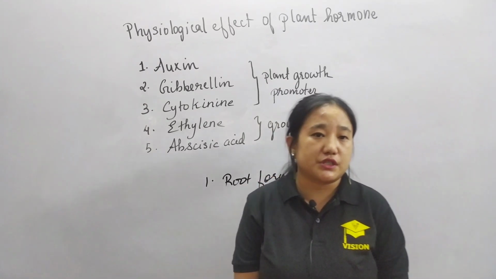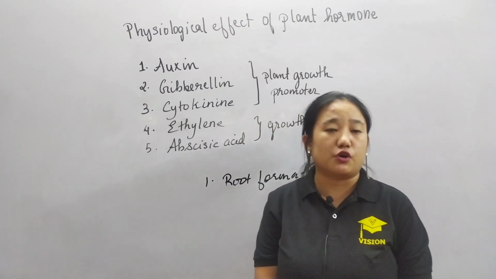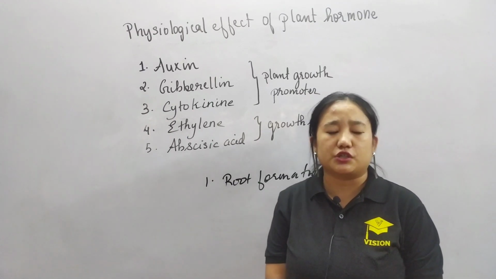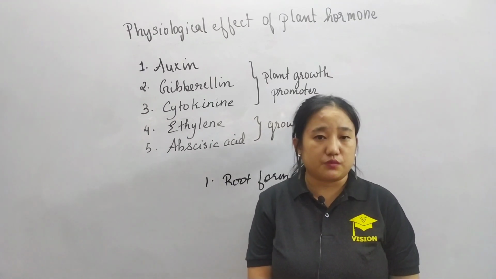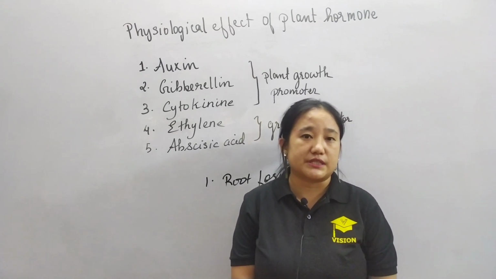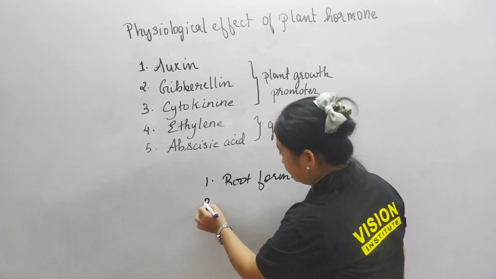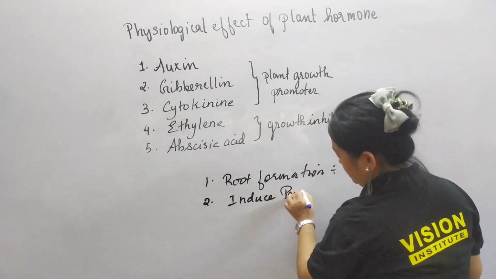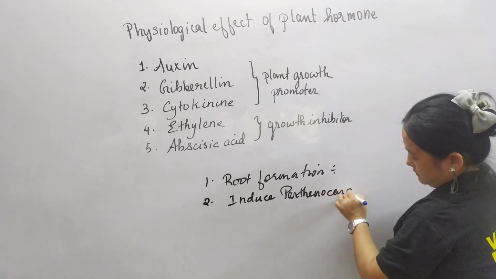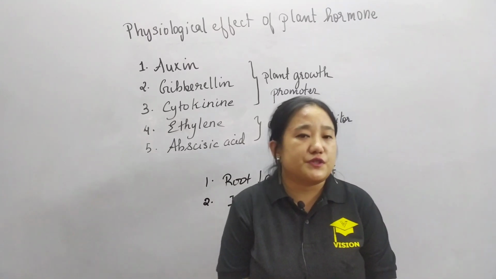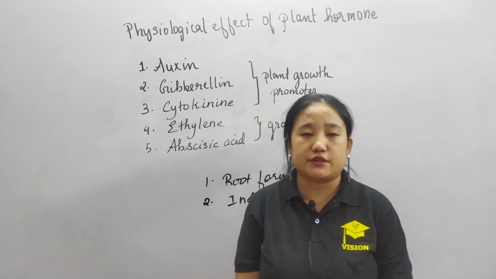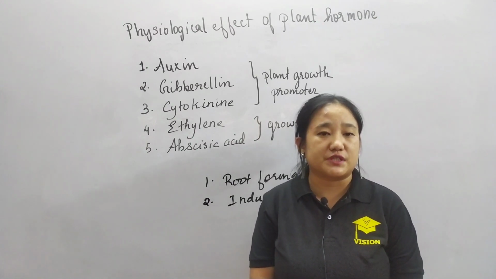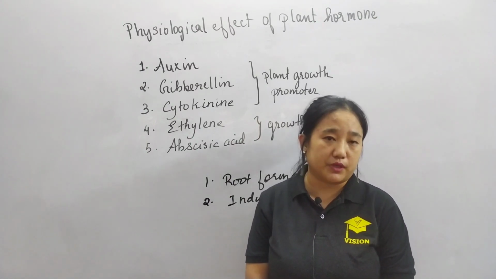Auxin promotes root formation. That is why it is used in tissue culture in order to initiate root formation as well as cell division. And not only in tissue culture, it is also used in plant propagation, where it initiates the formation of root in stem cutting. Auxin induces parthenocarpy. Parthenocarpy means the formation of fruit without fertilization. So the application of auxin produces seedless fruit, for example, seedless tomatoes.